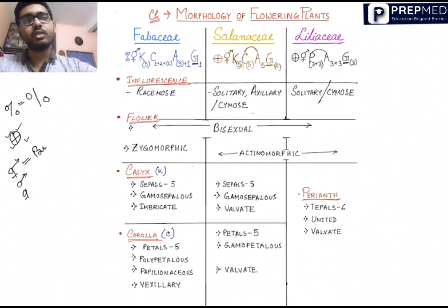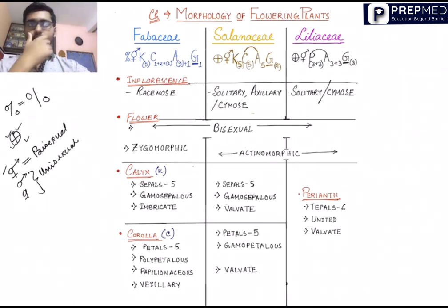Now the next symbol denotes the gender. If it's bisexual, it's denoted by this symbol. If it's unisexual, then it's denoted by these two symbols. Now one thing you can notice over here is that all three of them are bisexual in nature. So it's common for all three of them.